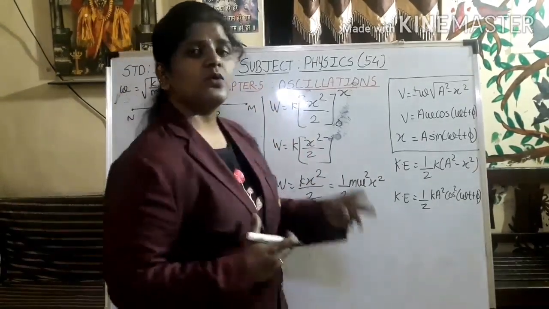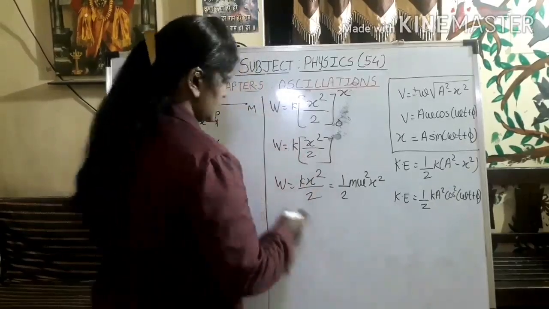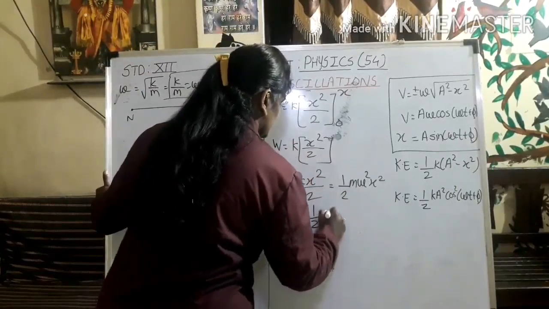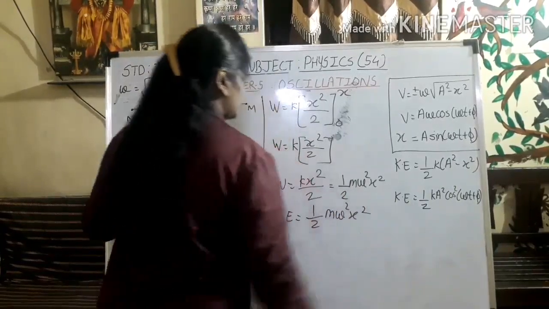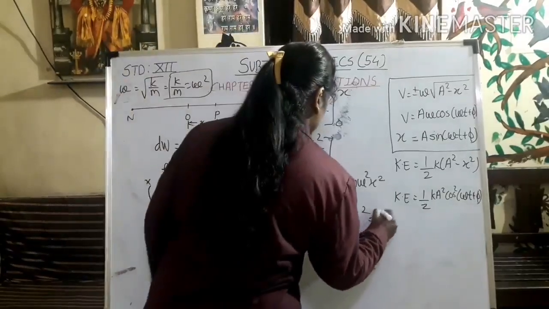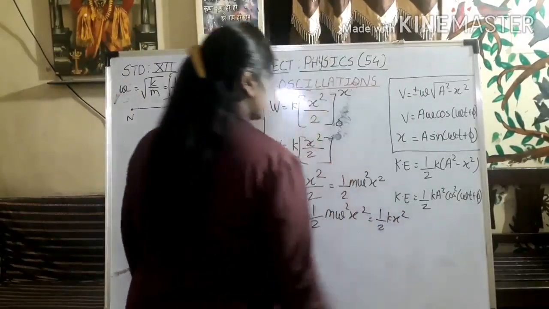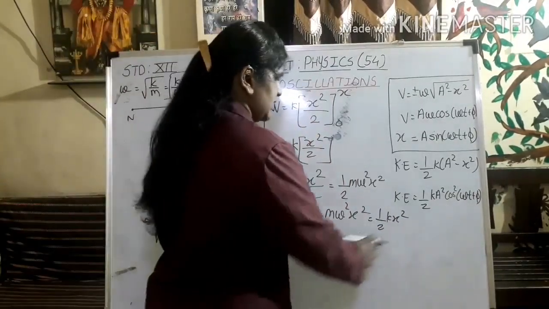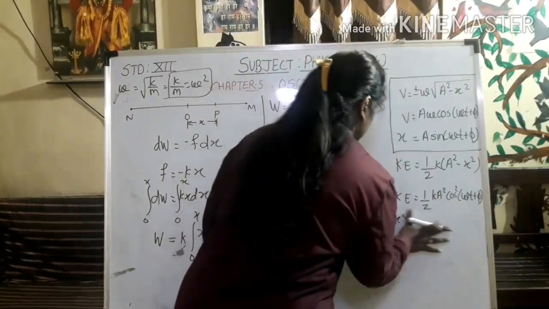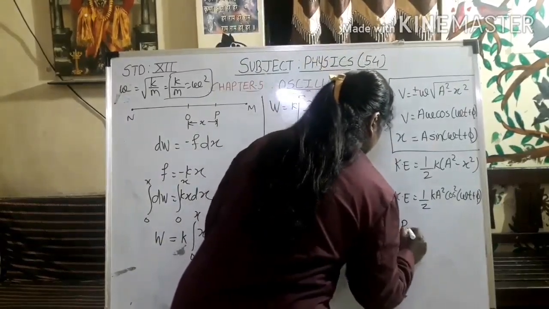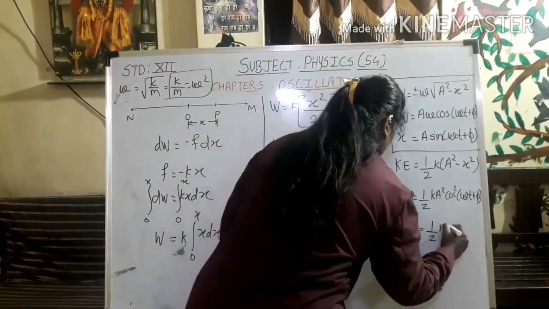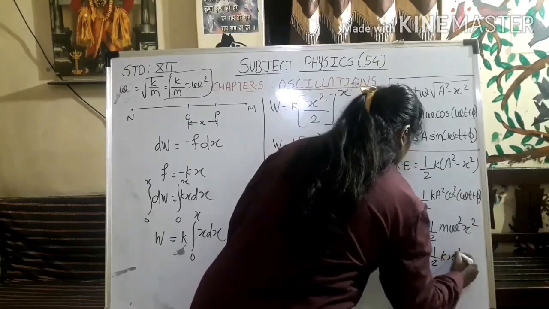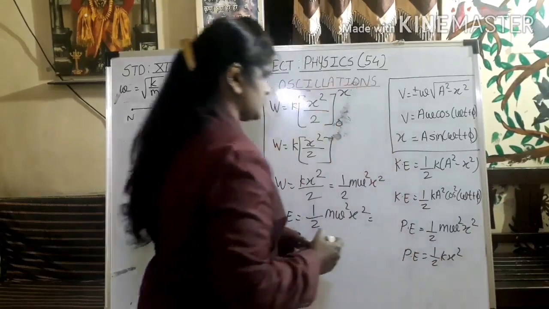And as I told you, this work done is converted into potential energy. So this is nothing but potential energy. So we got the value for potential energy. So again I will write this over here, which is potential energy, half m omega square x square or half kx square. I have written both the equations.